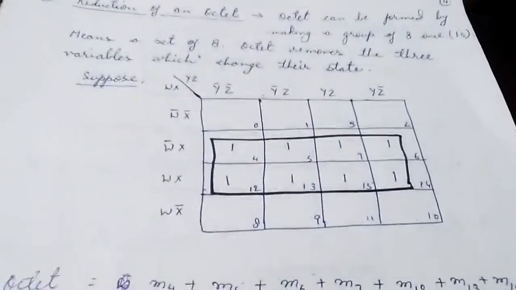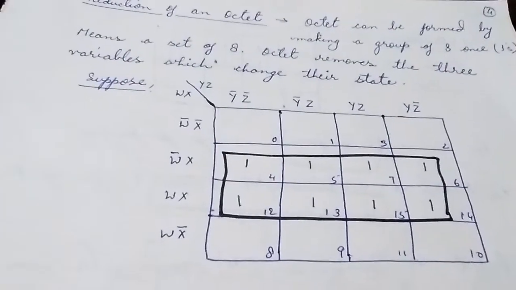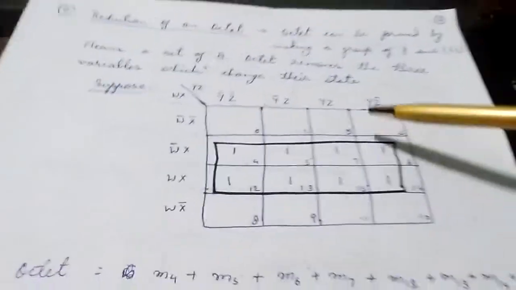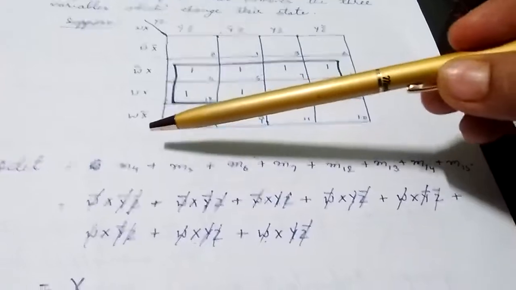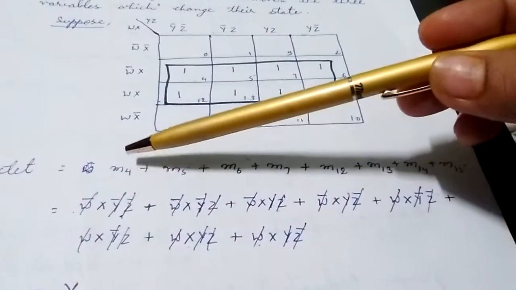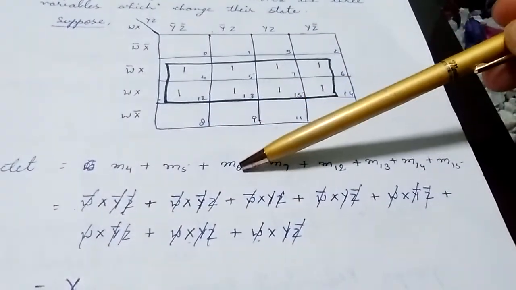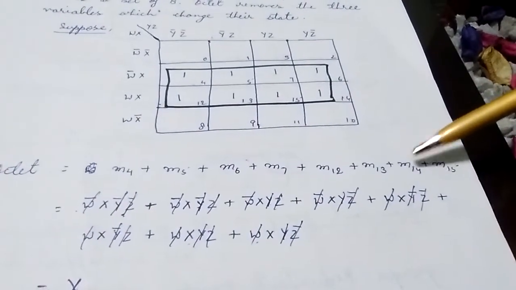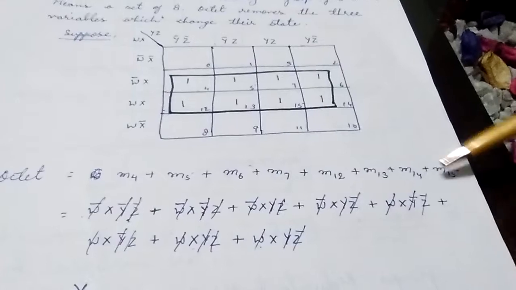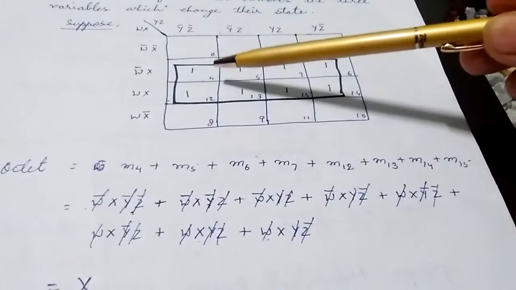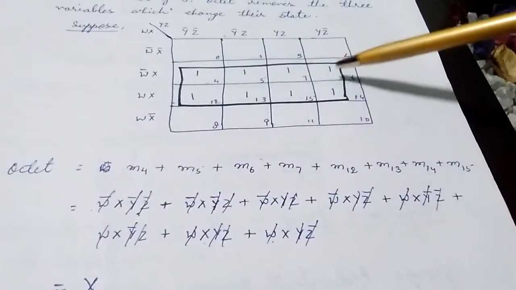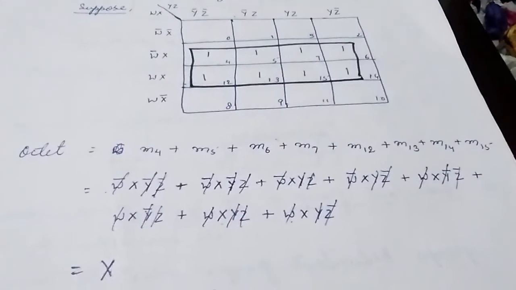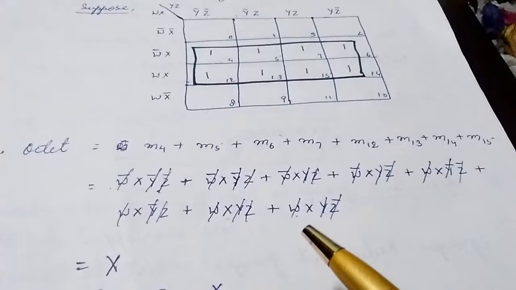So we see here this is one octet. Here the 8 ones are combined together. So we can write M4 plus M5 plus M6 plus M7 plus M12 plus M13 plus M14 plus M15. So how have we got this? By writing just the designation value of the cells which are under your combination. And then this is the shortcut method.